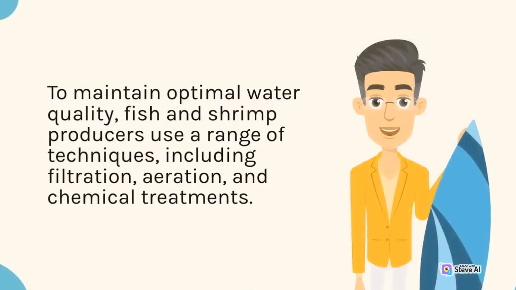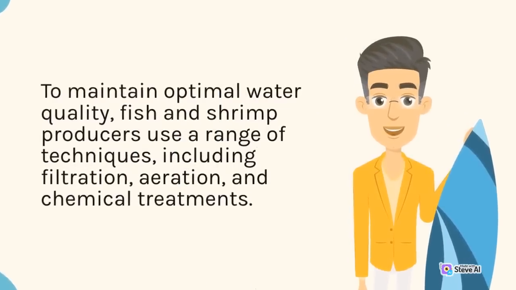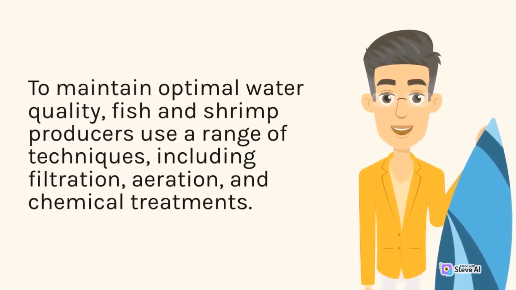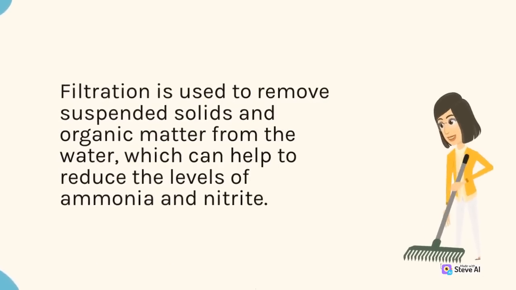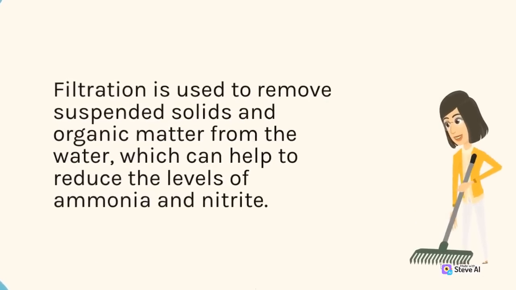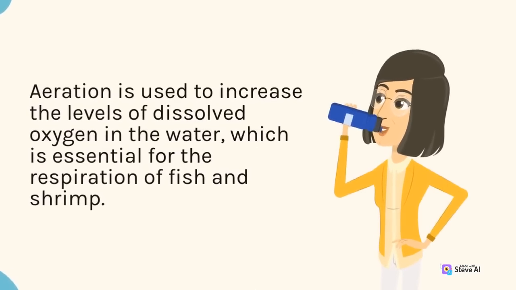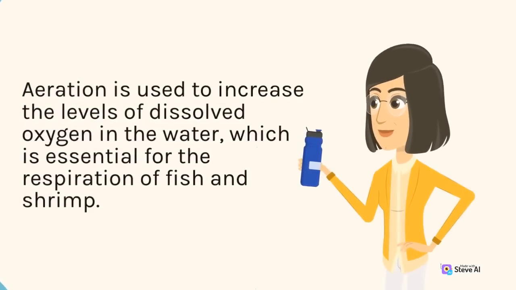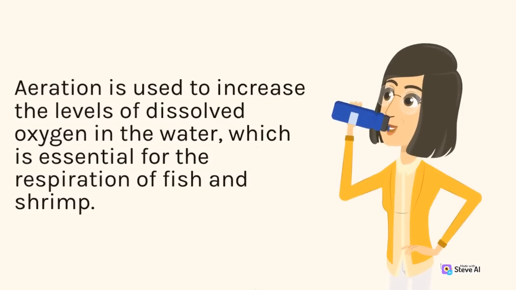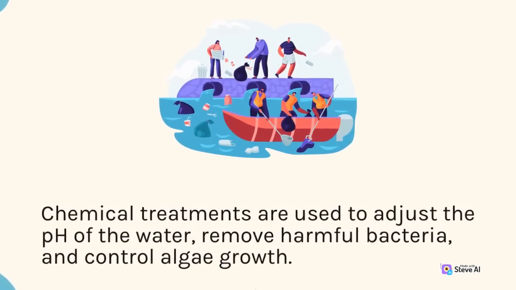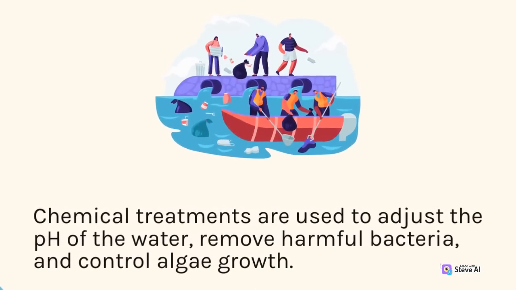To maintain optimal water quality, fish and shrimp producers use a range of techniques, including filtration, aeration, and chemical treatments. Filtration is used to remove suspended solids and organic matter from the water, which can help to reduce the levels of ammonia and nitrite. Aeration is used to increase the levels of dissolved oxygen in the water, which is essential for the respiration of fish and shrimp. Chemical treatments are used to adjust the pH of the water, remove harmful bacteria, and control algae growth.